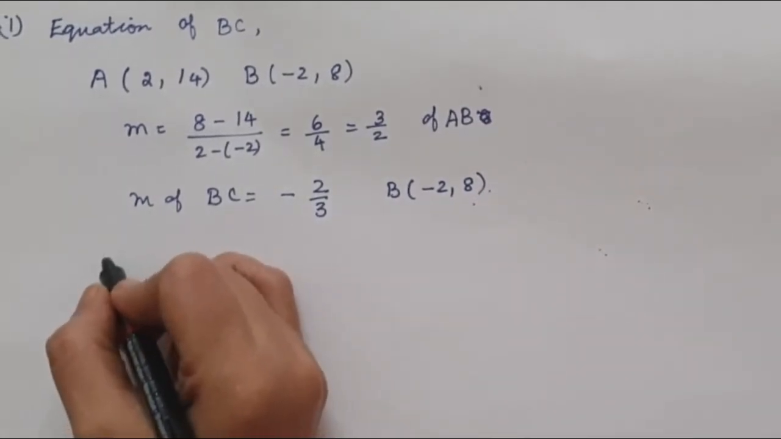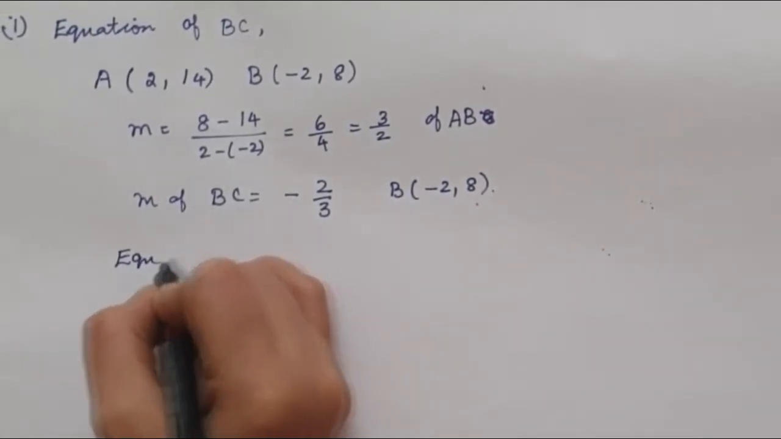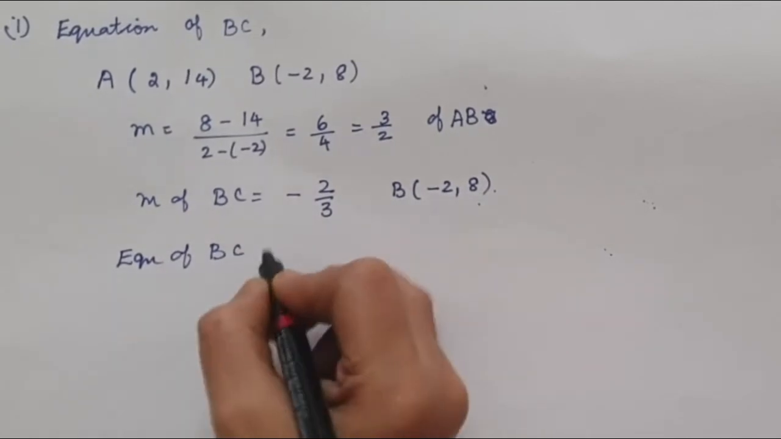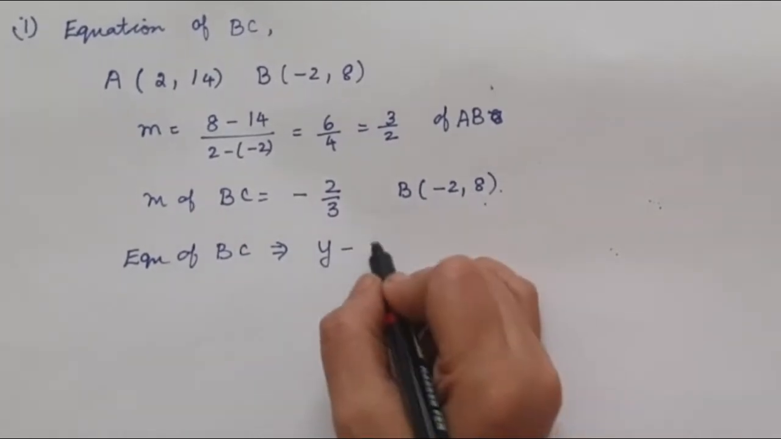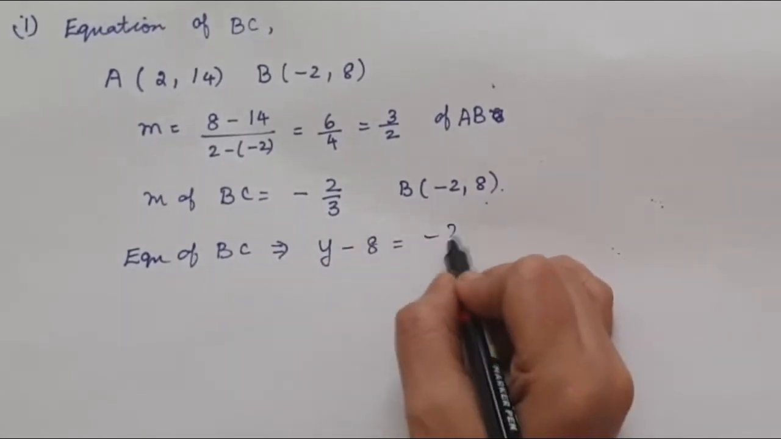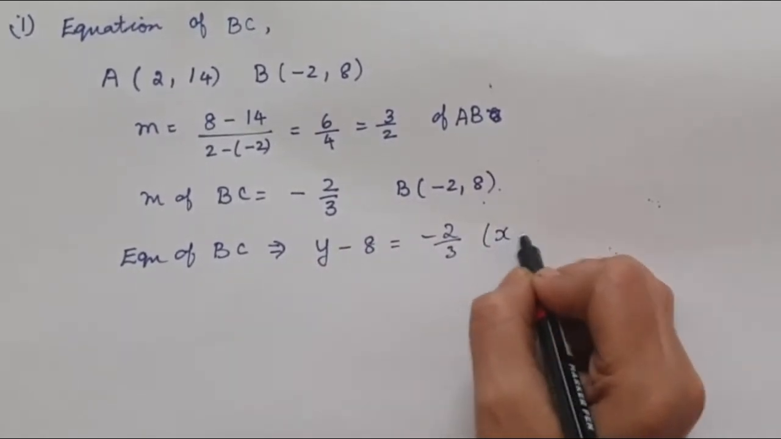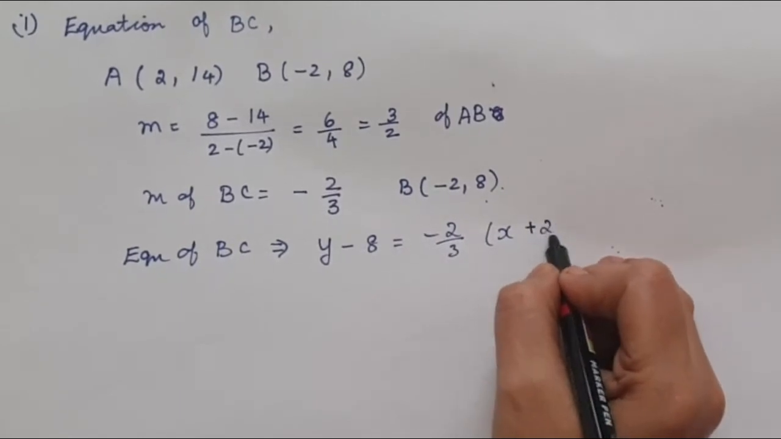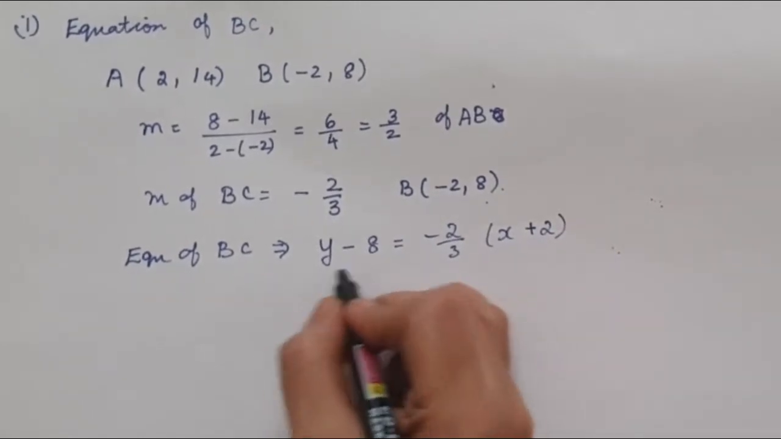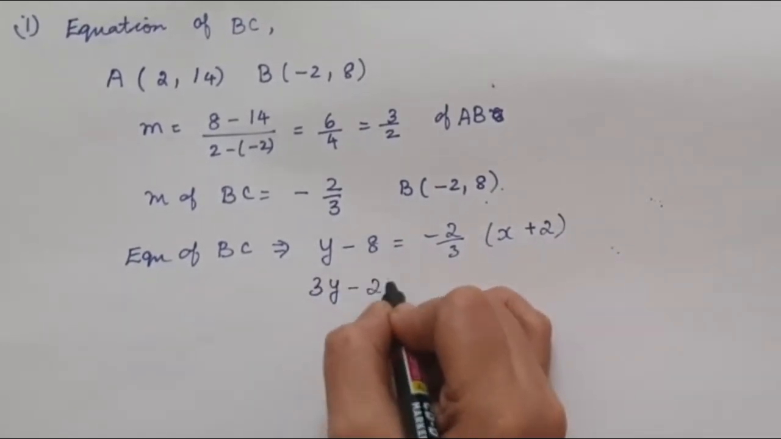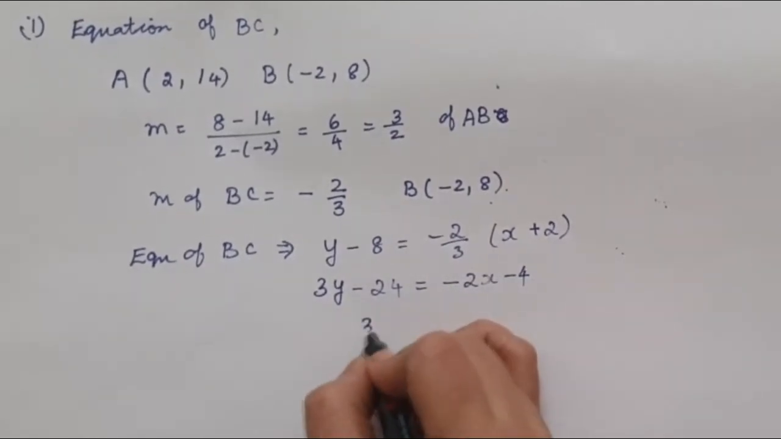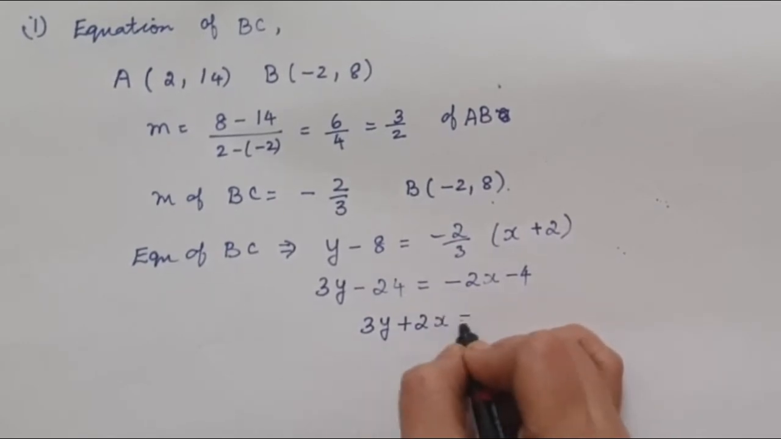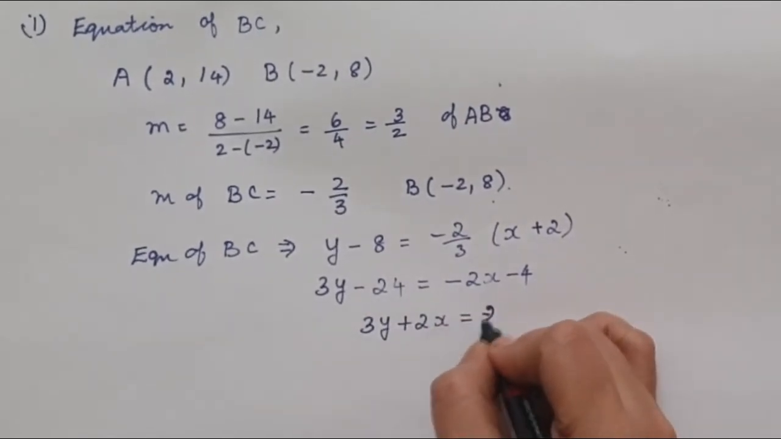So equation of BC, that will be y minus our point y, which is 8, will be equal to our m, which is minus 2 over 3, into x minus (-2), so it will give us a plus. So now when we multiply this over here, 3y minus 24 will be equal to minus 2x minus 4. So 3y plus 2x, I'll shift it over here, so it will be equal to 20.